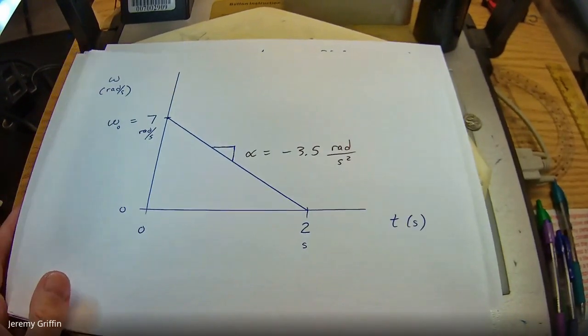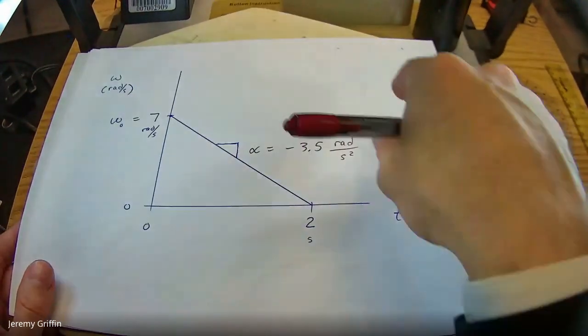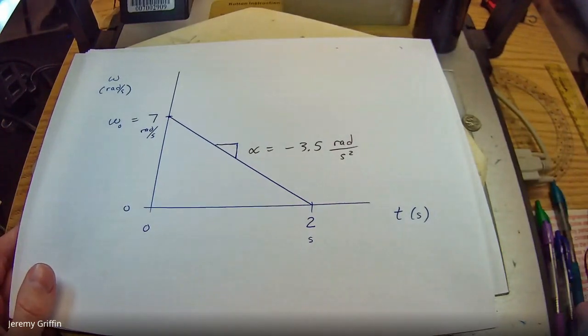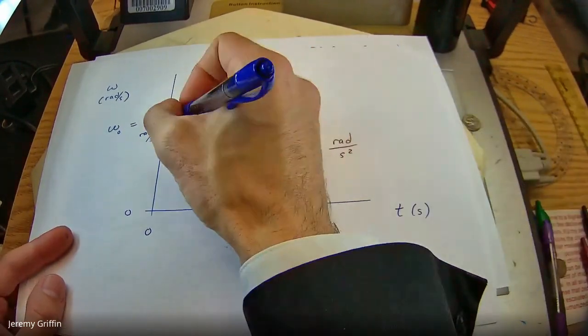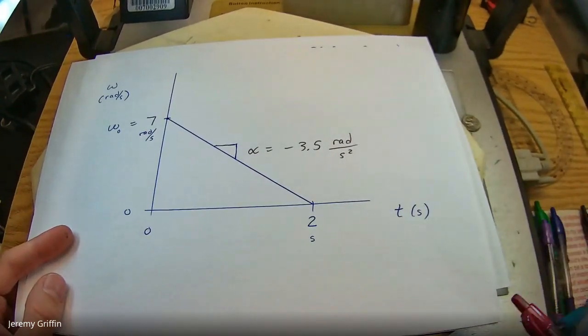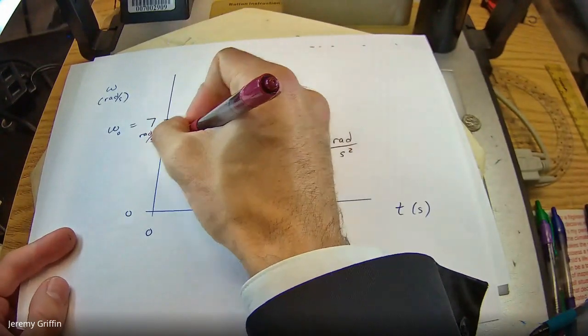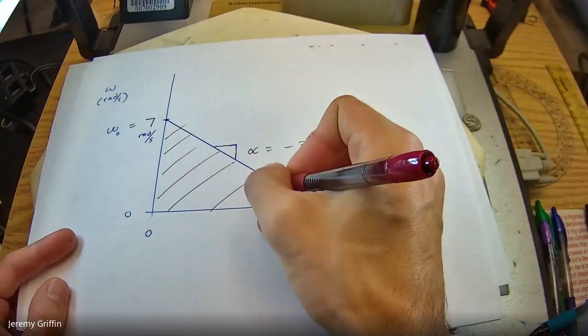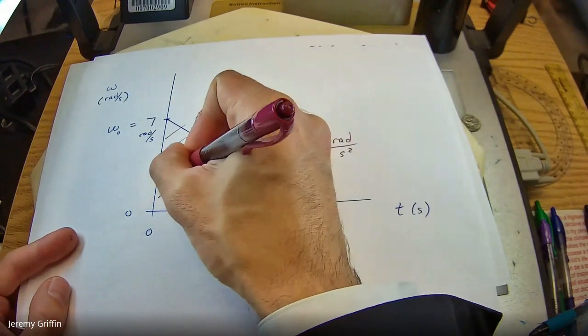And what property of that graph tells you how far this whole thing's turned? The area under the graph. Yeah, area under the curve. So you'll stick with this burgundy red ink. This right here tells you theta.